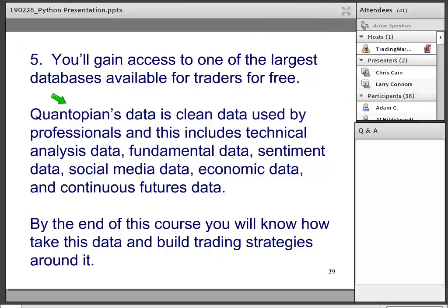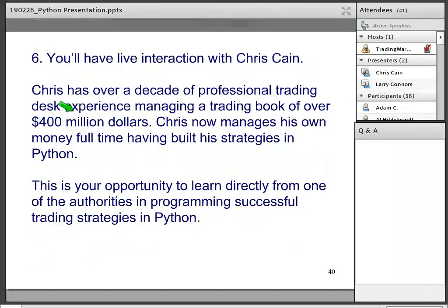Number 5, you're going to gain access to one of the largest databases available for traders for free. Quantopian's data is clean data used by many professionals, and it includes technical analysis data. You'll have access to fundamental data. There's sentiment data, and social media data. There's economic data, and there's continuous futures data. By the end of this course, you'll know how to take this data and build trading strategies around it. There's a nice plus: joining Quantopian, by the way, is free. There is no cost for that.